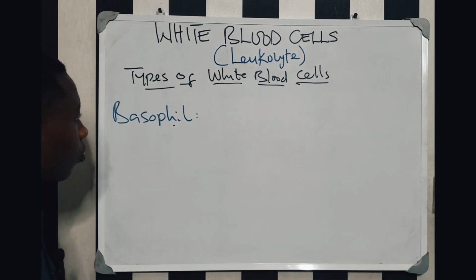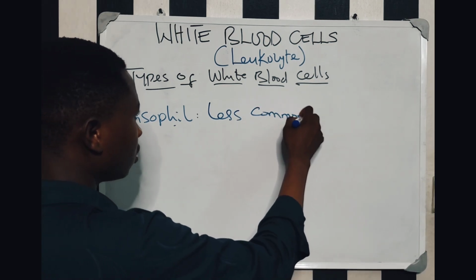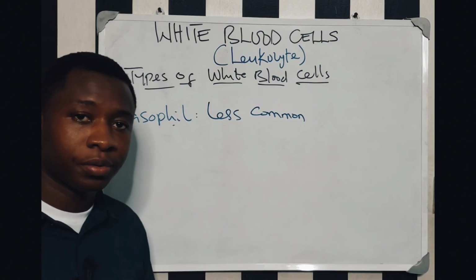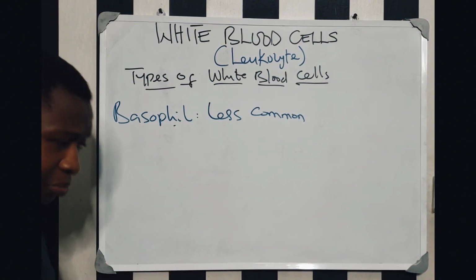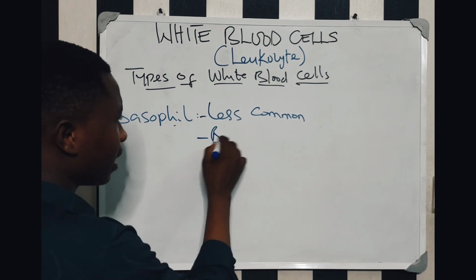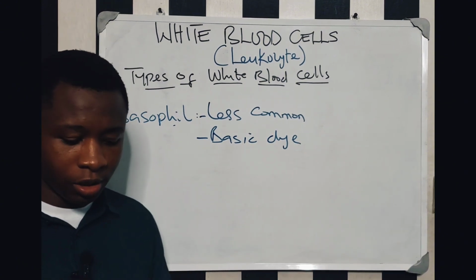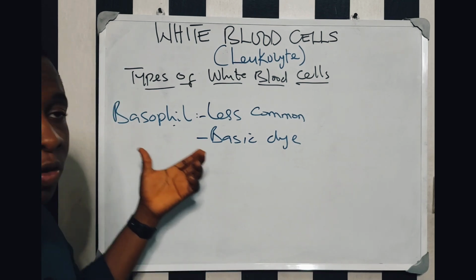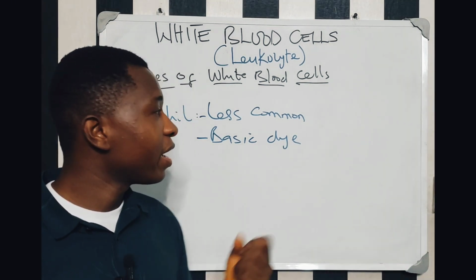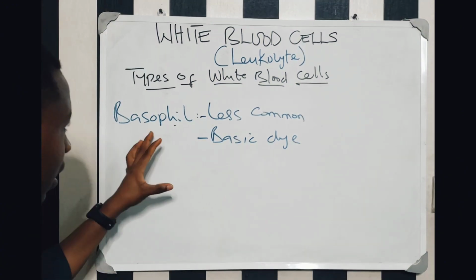For the basophils, they are the fewest. That means they are the less common type of white blood cell. They are the less common leukocyte we have. Now, when the basophil is stained with basic dye, the granules show better. So when you stain the basophils with basic dye, the granules show better. Hence the name basophil. Basic dye, basophil.